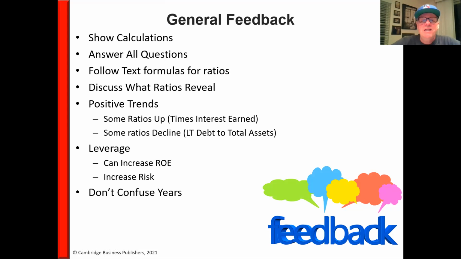So obviously, if you do that, then your analysis is all screwed up. So double check before you hit send on anything to make sure you haven't confused the years. Statement of cash flows.